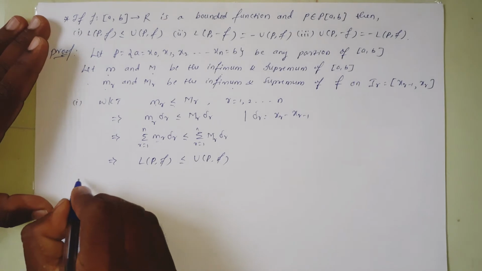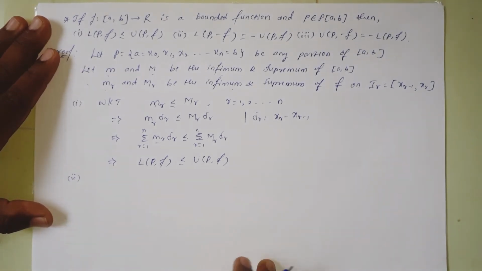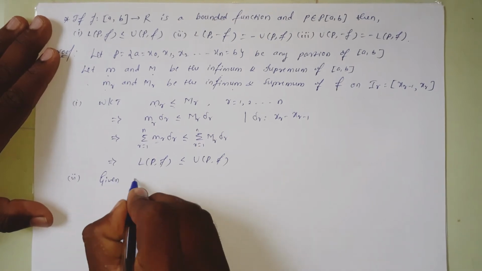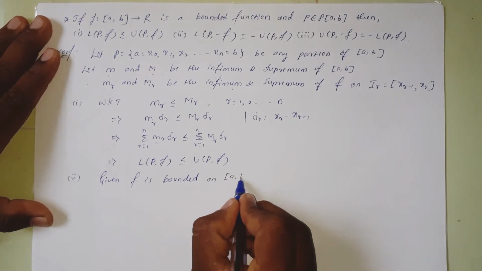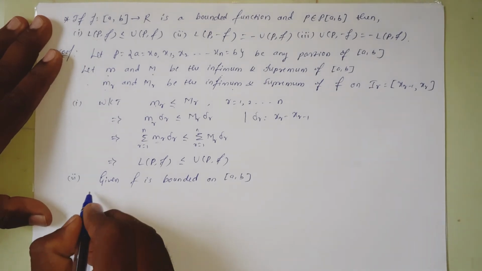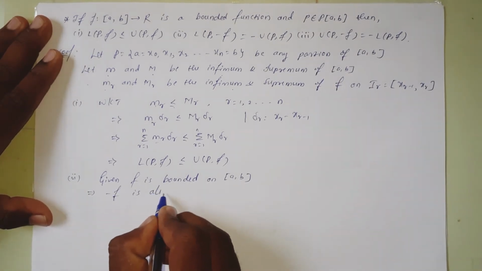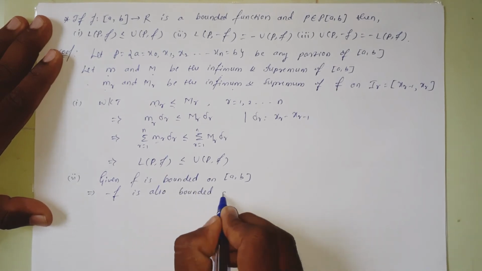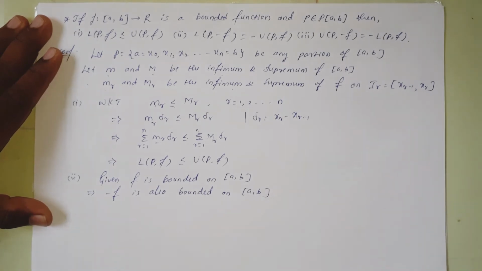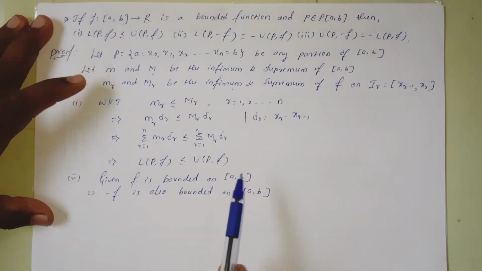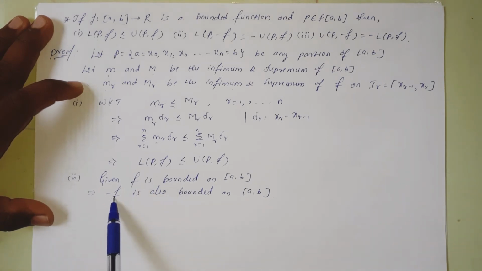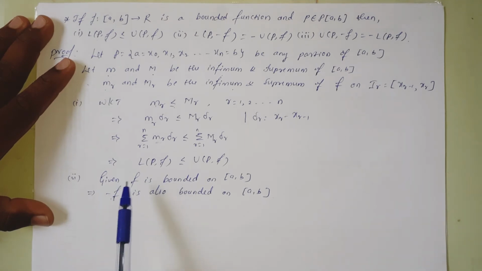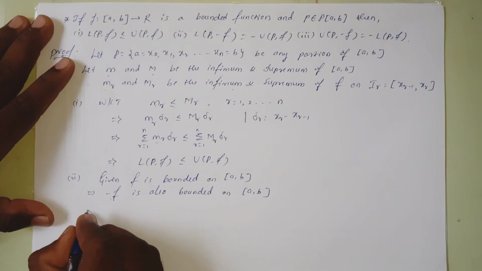Then let us prove the second result. It is given that f is bounded on the closed interval AB. Then it implies that minus f is also bounded on the interval AB. But here the only difference is that the upper bound of f becomes the lower bound of minus f, and the lower bound of f becomes the upper bound of minus f, because it is the negative function of the given function f.